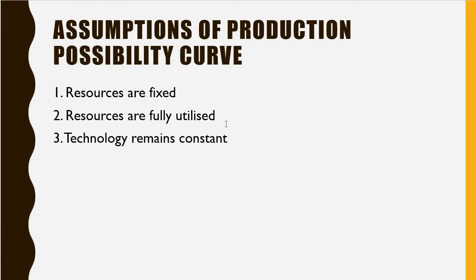Second is resources are fully utilized. Now, production possibility curve itself shows and portrays that all the resources are utilized to the fullest. Now, technology remains the same. This is very important. It is assumed that the technology is not changing, it is constant. So resources and technology, they both are constant. There are many a times when resources increase or decrease, or technology changes. So we will deal with it in the next few slides.